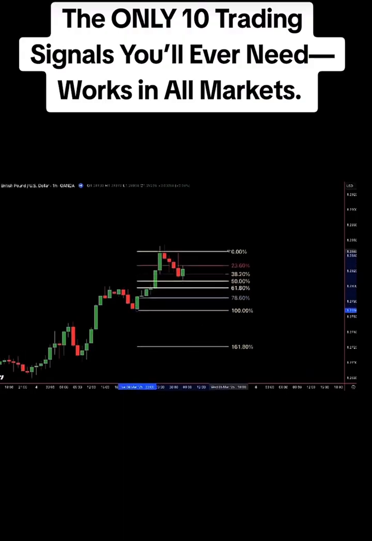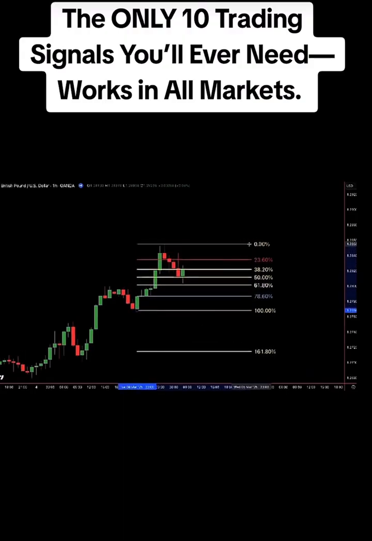When we draw the Fibonacci retracement from the low to the high of the move, you can see the pullback comes into the golden zone, which is between the 50% and 61.8% levels. This area is very important because smart money often steps in to buy from this zone during an uptrend.